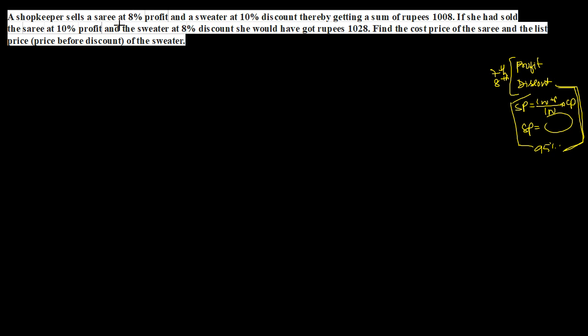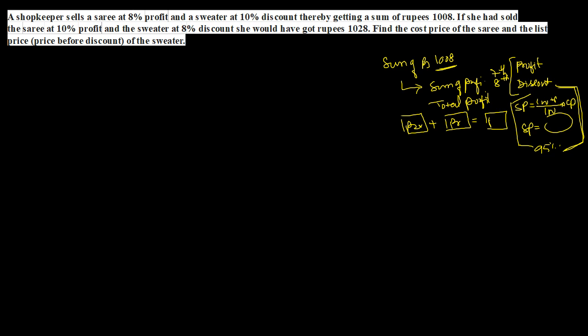It says a shopkeeper sells a saree at 8% profit and 10% discount, and then makes a sum of rupees 1008. Look at that, a sum of rupees 1008. That's the total money made. They didn't mention the total profit. If they had mentioned only profit, in your equation you should have profit from one plus profit from another equals total profit.